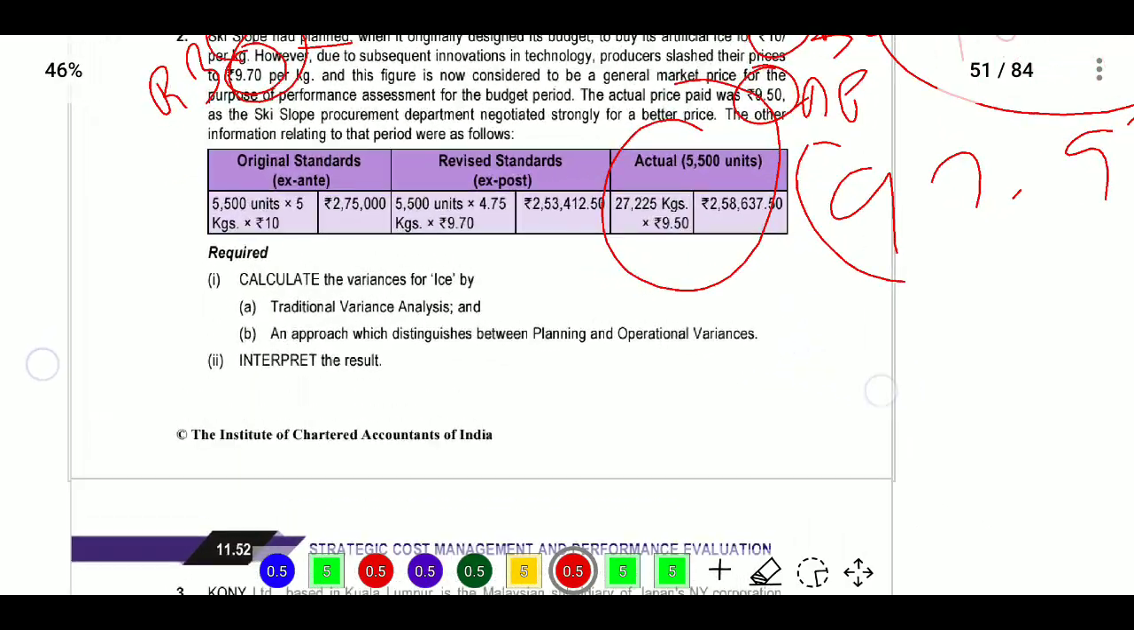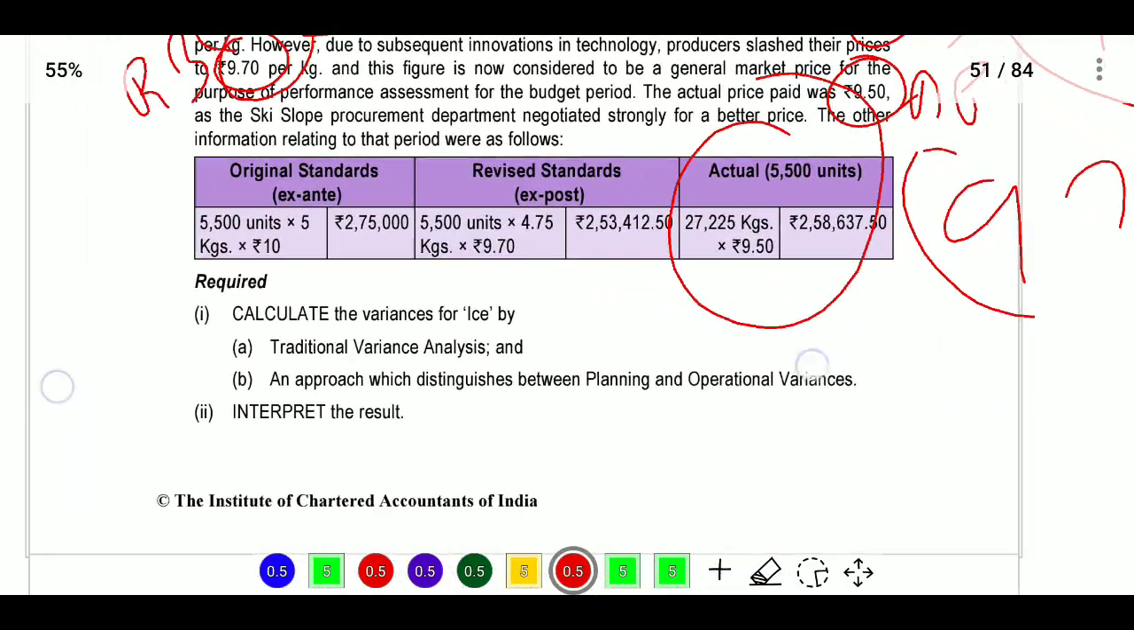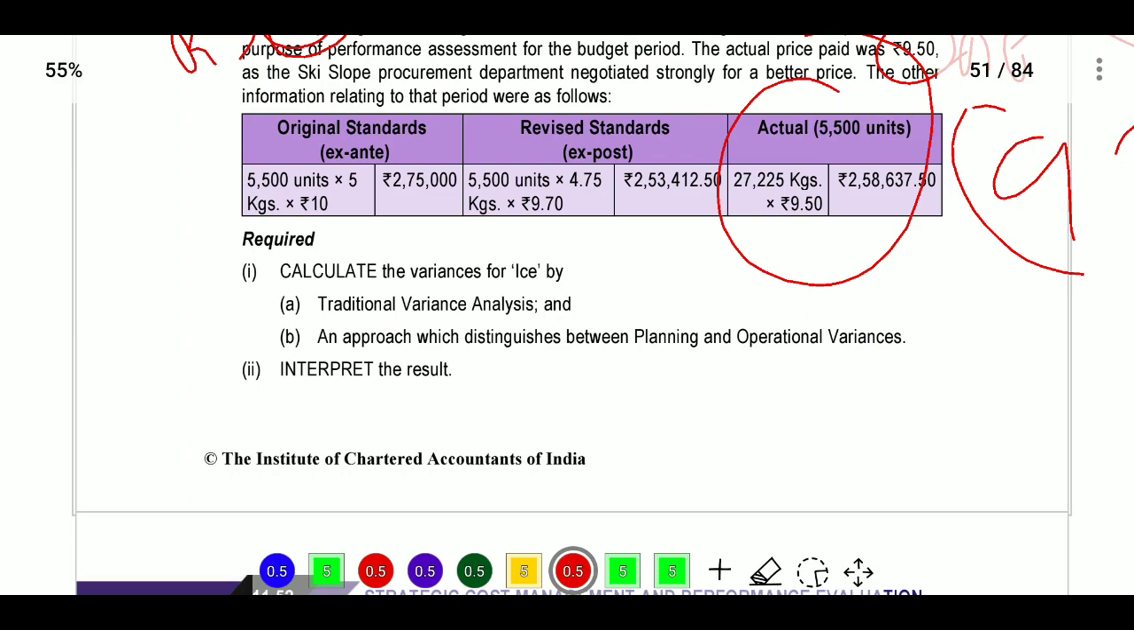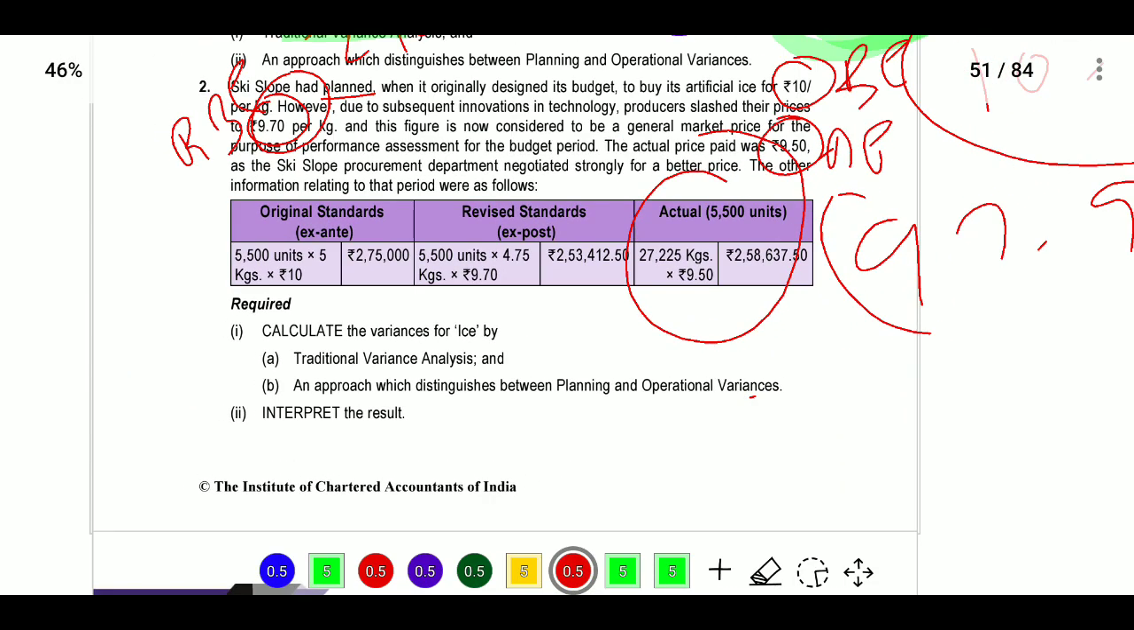Next, they provided the quantity. From the traditional approach, the original quantity will be 5,500 units into 5, which becomes 27,500. So we get 27,500. Next, 5,500 into 4.75, which becomes 26,125. Okay, and we will get that one. After that, the actual was provided directly.